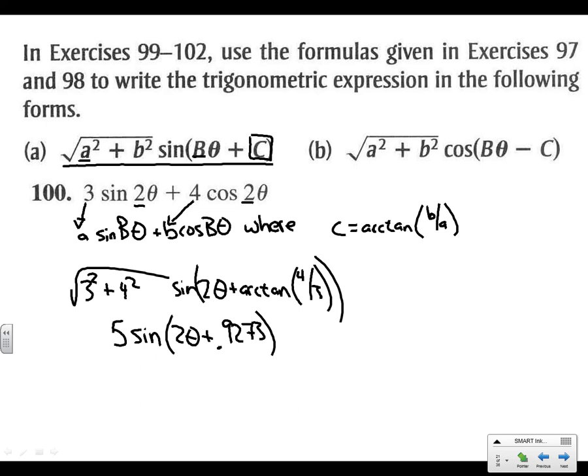All right, so for the second one, it works exactly the same way, except the formula said if it's a minus here, then we flip the C around to make it arctangent of A over B. So we'll get the exact same answer, 5 sine big B theta, but we'll get a slightly different C because it's now 3 over 4. So plug that into our calculator and we'll get, excuse me, it's a minus in the formula, minus 0.6435.